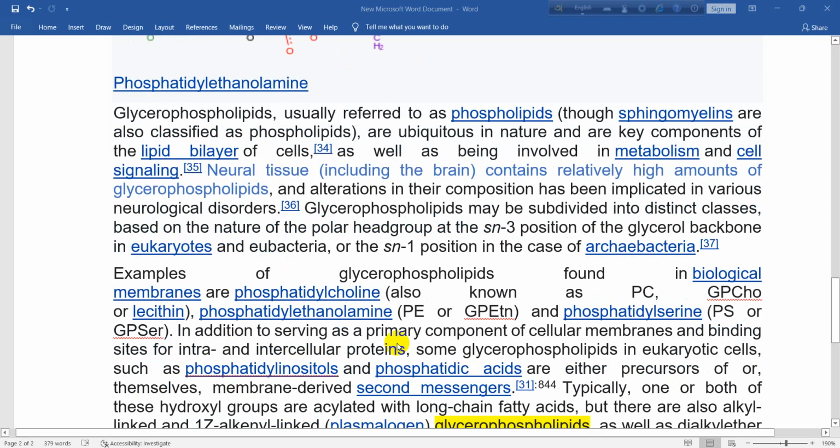In addition to serving as a primary component of cellular membranes and binding sites for intra- and intercellular proteins, some glycerophospholipids in eukaryotic cells, such as phosphatidylinositols and phosphatidic acids, are either precursors of, or themselves, membrane-derived second messengers.